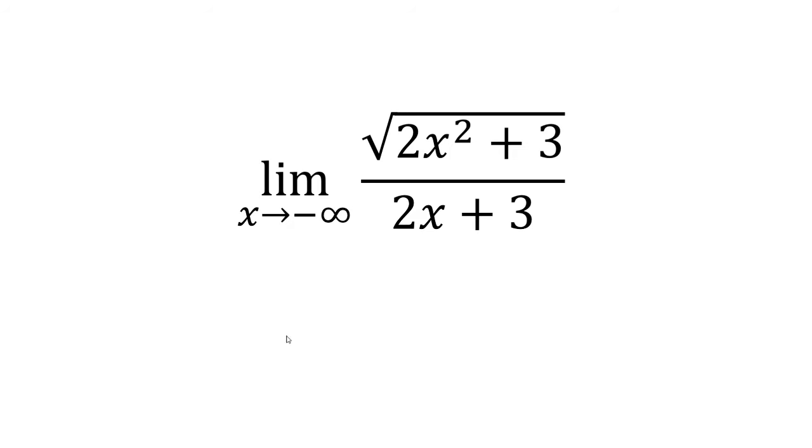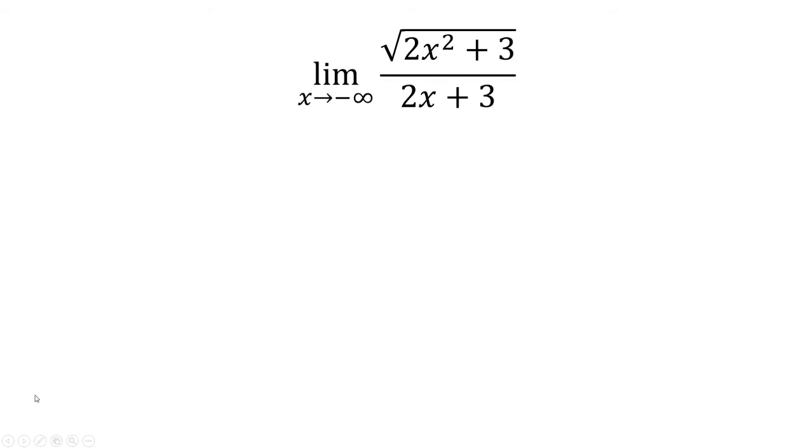In this video, we'll be solving this limit. So first thing to notice is that as x approaches negative infinity, the numerator becomes positive infinity. The denominator goes to negative infinity. So typically, whenever you have infinity over infinity, you'll be using L'Hopital's rule.